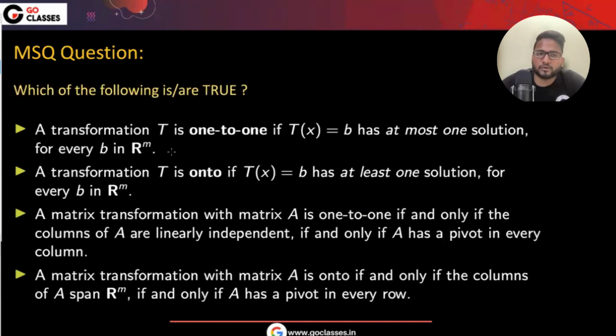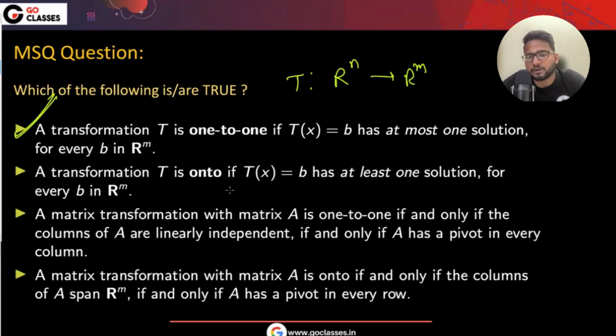Okay, let's just see this question. Which of the following is or are true? A transformation T is 1 to 1 if Tx equal to b has at most one solution. Okay, just assume this T is from Rn to Rm. At most one solution, maybe no solution. Yeah, that is, I think, true, right? So this A is true.